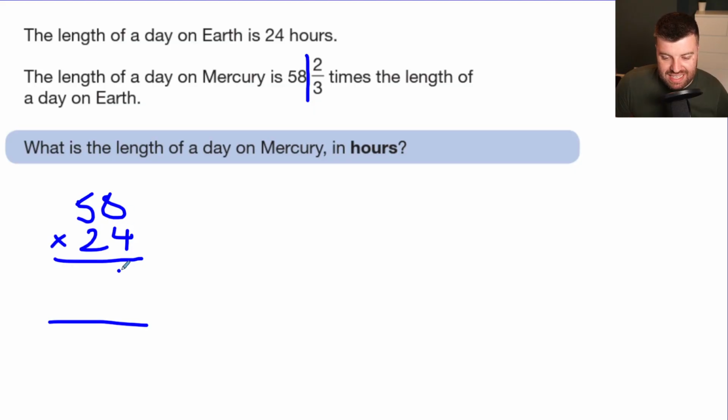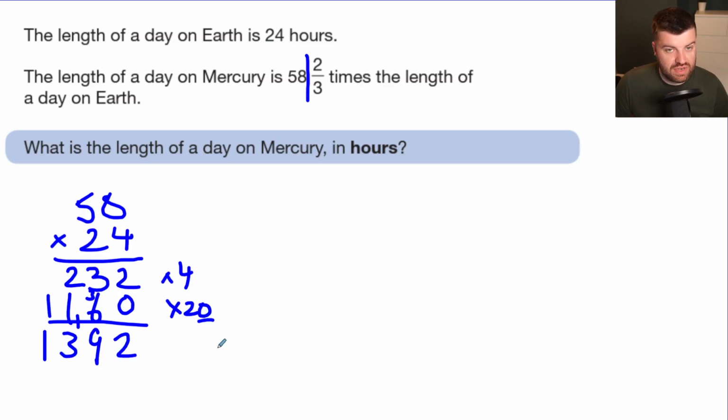4 times 8 is 32, and then 4 times 5 is 20, plus the 3 is 232. Next up, we want to multiply the next line by 20. So we're actually going to use this placeholder to put a 0 here. 2 8s are 16, 2 5s are 10, and that's 11. So in total, we have 2, 9, 3, 1, 1392. And then this is why this question's in this fractions, decimal, percentage video, because we want to do 2/3 multiplied by 24.